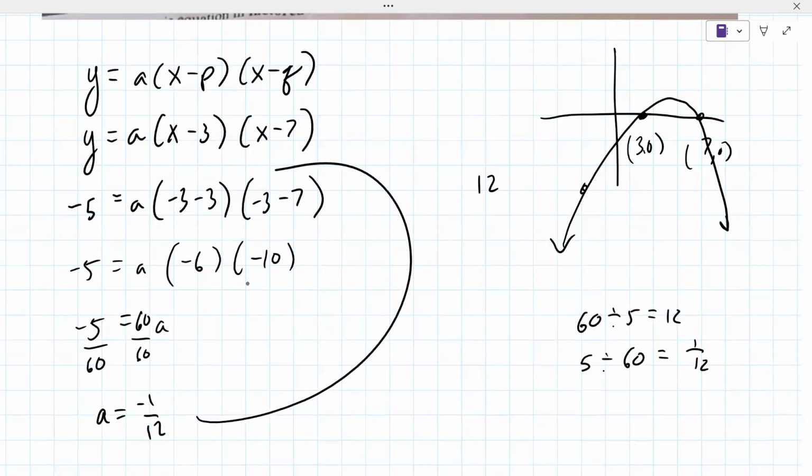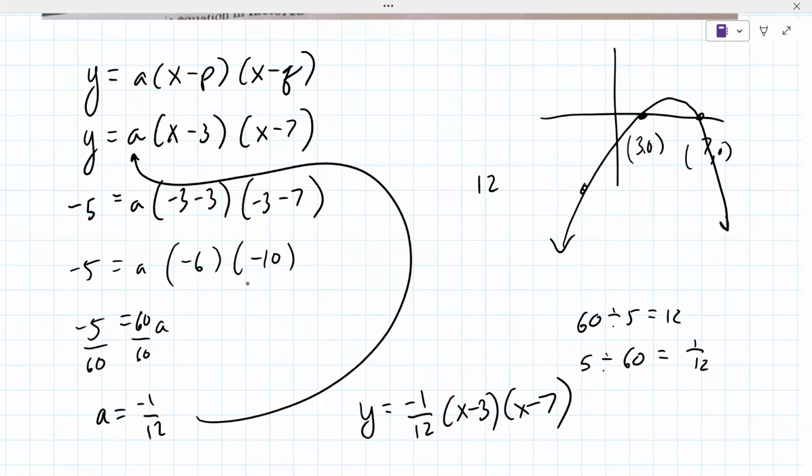And then that goes back into this line here. Y equals minus 1 over 12, X minus 3, X minus 7. Okay, any questions on that? No.